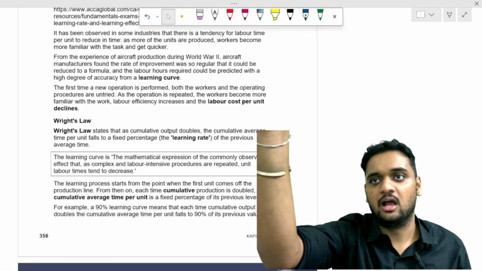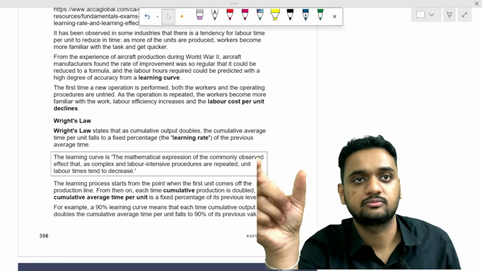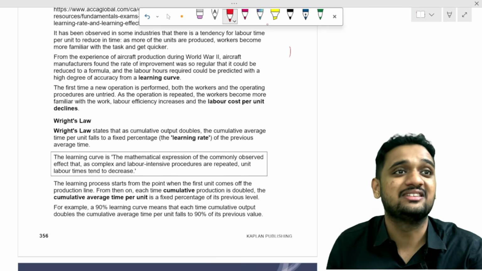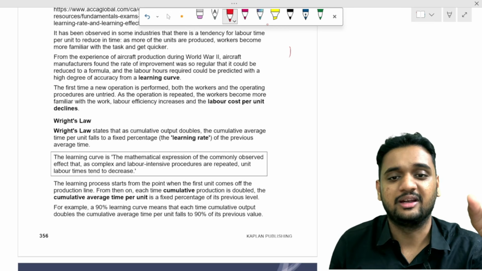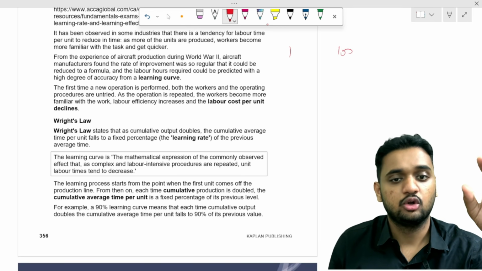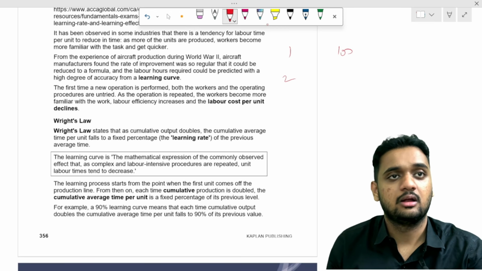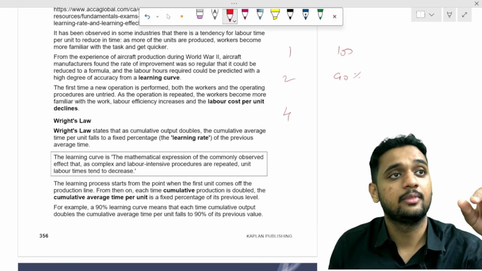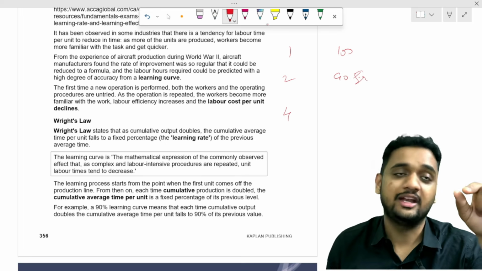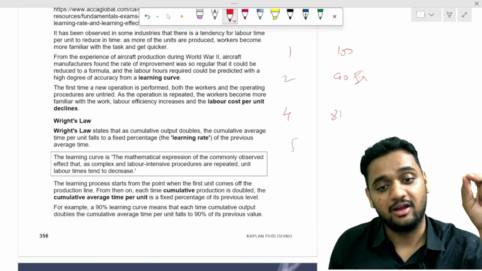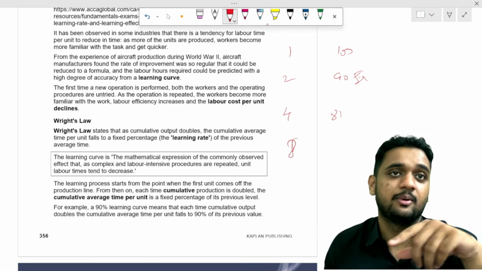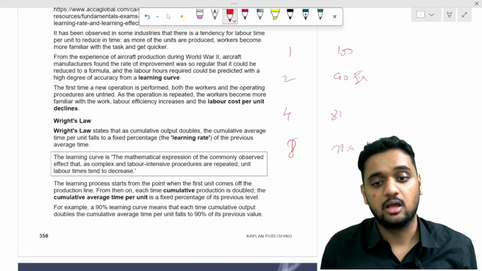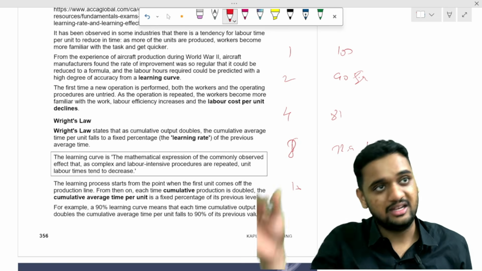If I start with 100, now 100 into 90% is what? So, 1 unit, my cumulative average time for all products: 1 unit of my time taken will be 100 seconds. 2 units now, 90 seconds, cumulative average time. 4 units now, 90 into 90%, 81 seconds. 8 units now, 81 into 90%, 72.9 seconds. 16 units now, it keeps on reducing.